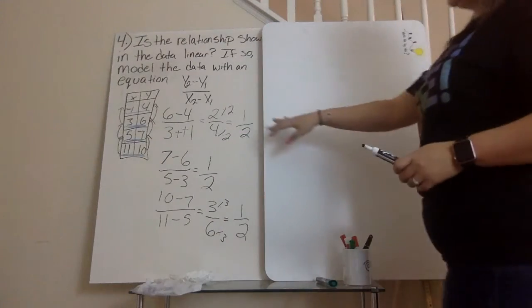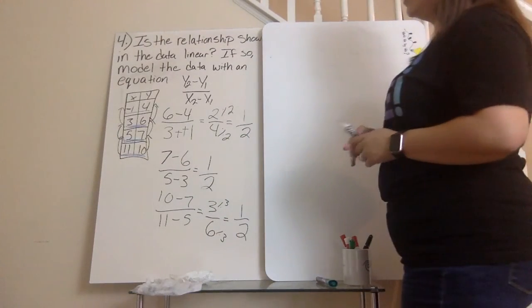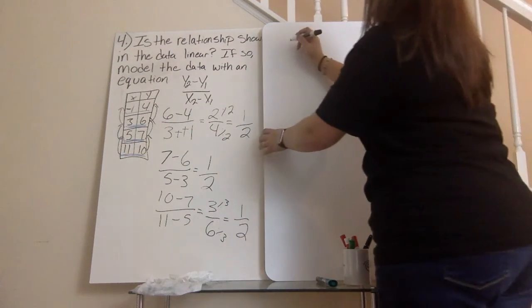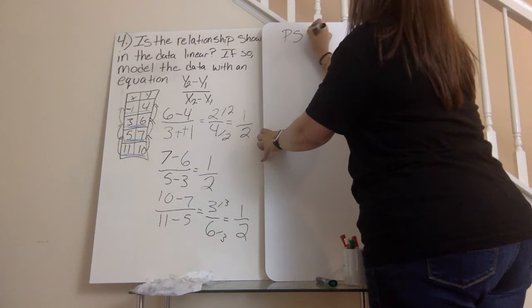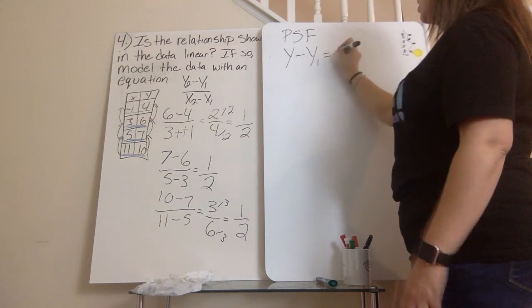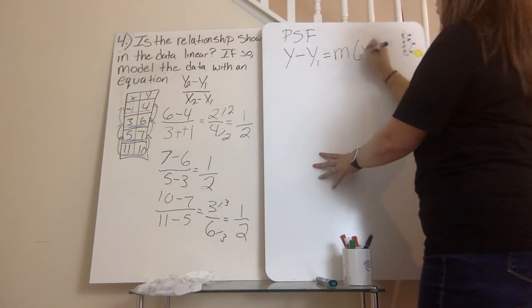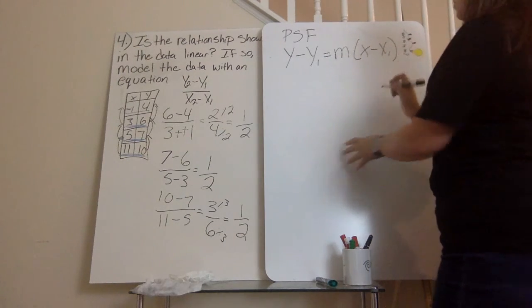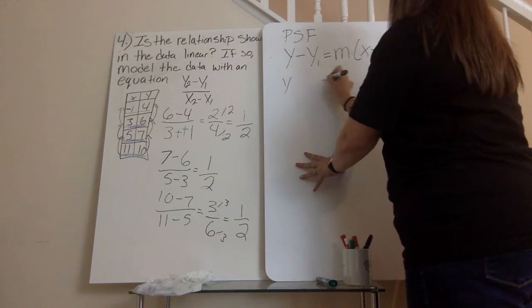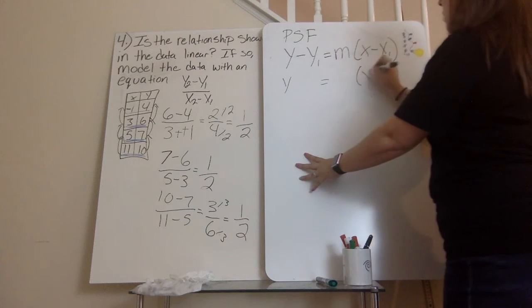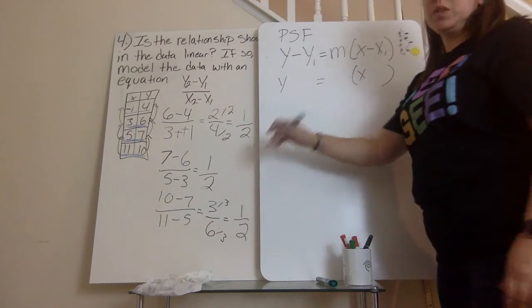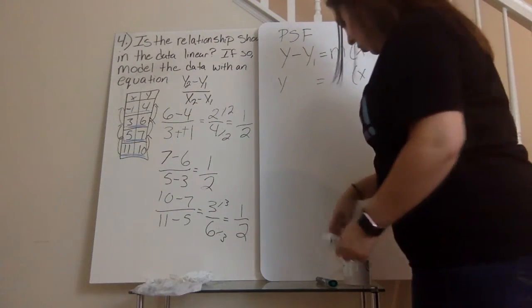This time, I can pick any equation that I want, but since I have a whole bunch of points and I do have my slope, it makes sense for me to use point slope form. The point slope form is y minus y1 equals m times x minus x1. Like I've said before, my y, my equal sign, and my parentheses with that x don't change. My slope for each one of these was 1/2, so I'm going to plug that in.